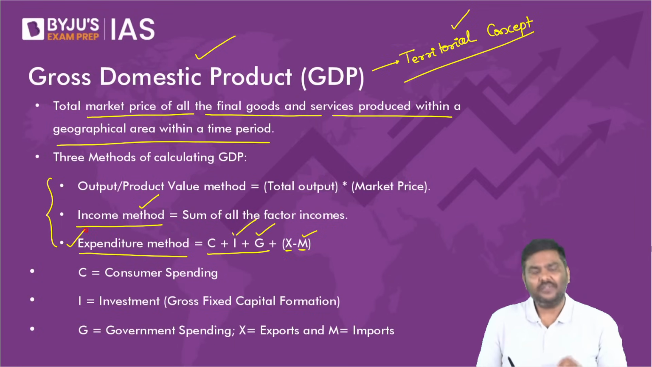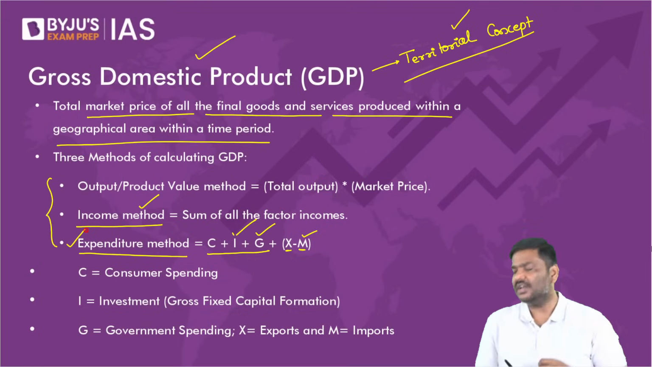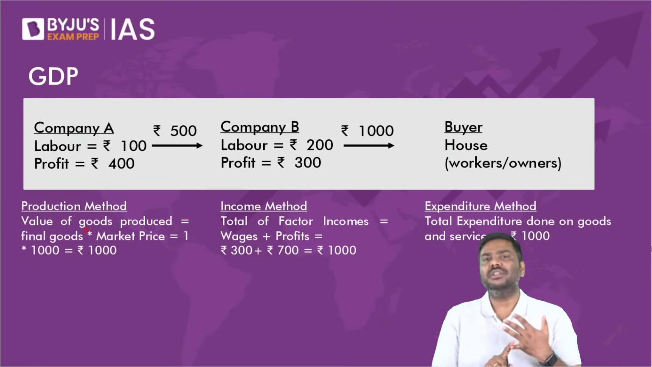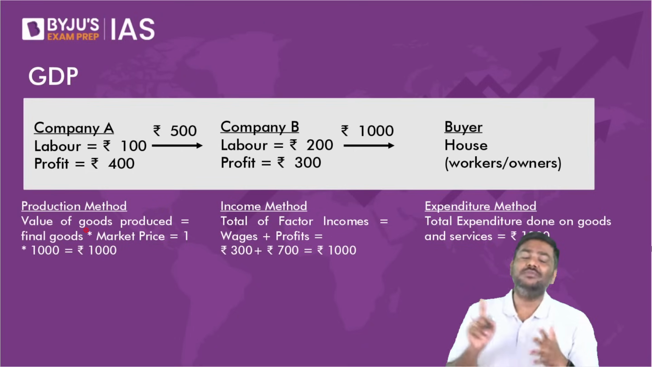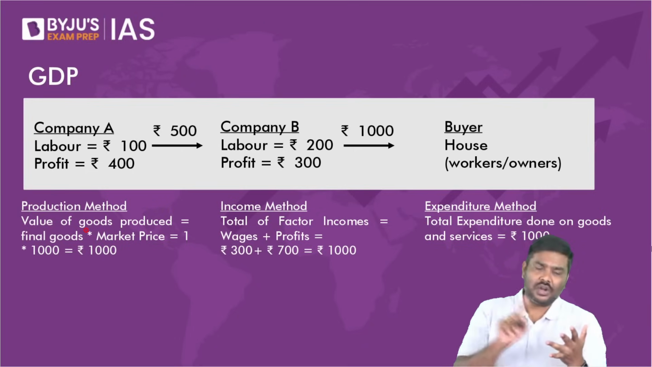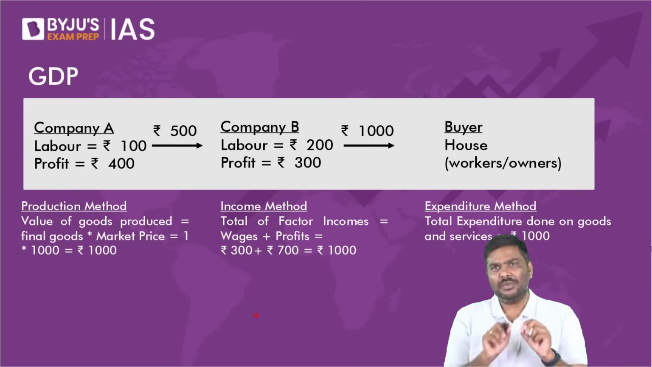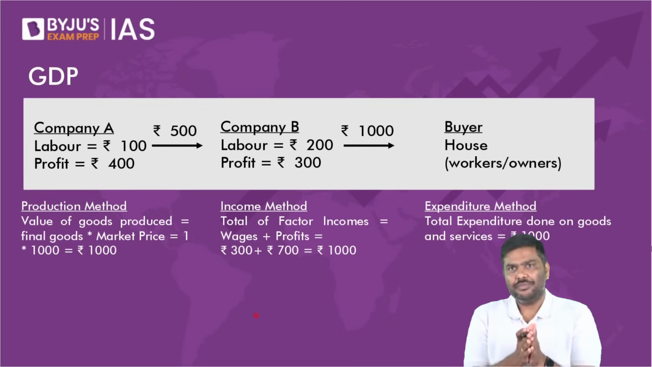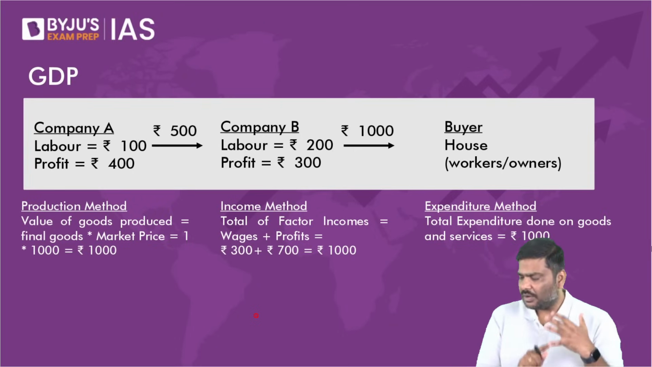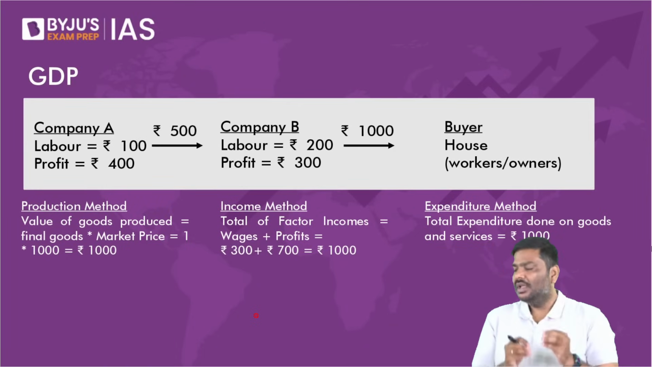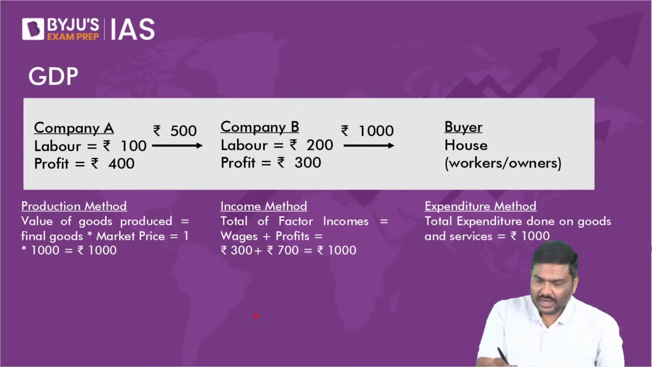So yesterday we have discussed. In fact, I've proved this yesterday also. Whatever GDP you get through the production method, output method, income method or expenditure method should be one and the same. Do you remember that factor? Please do let me know. Whatever GDP number you get through the output method, income method and expenditure method should be one and the same. Let me prove it again.